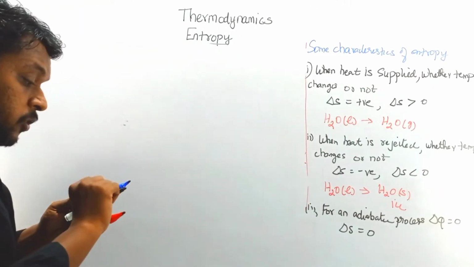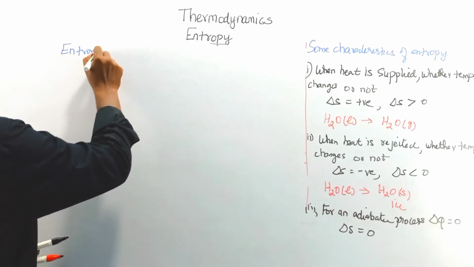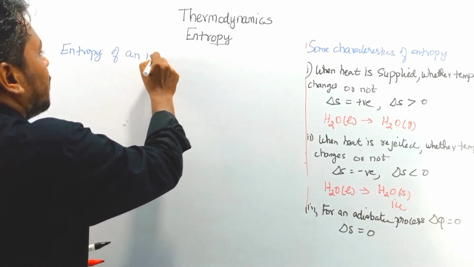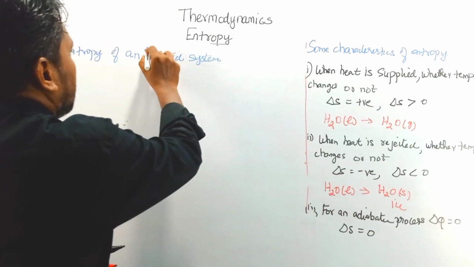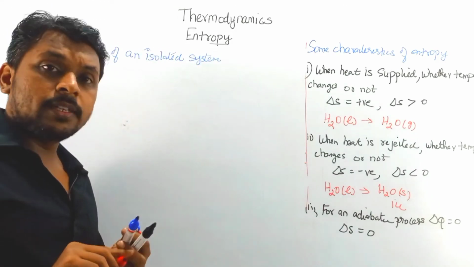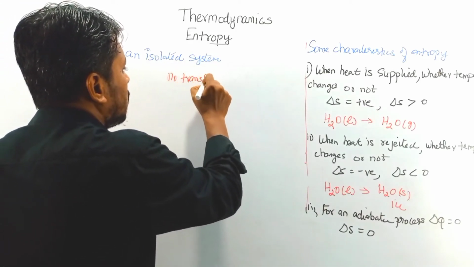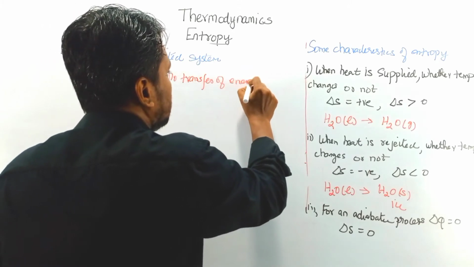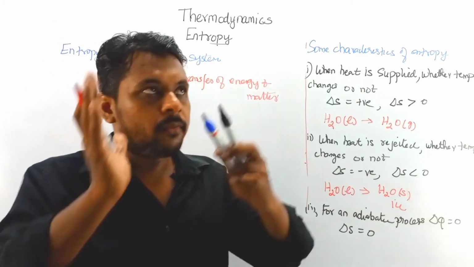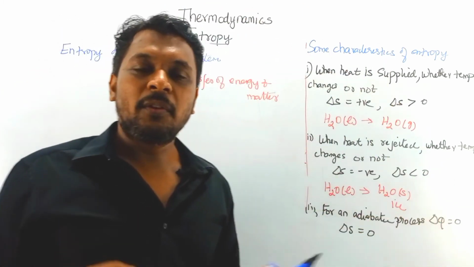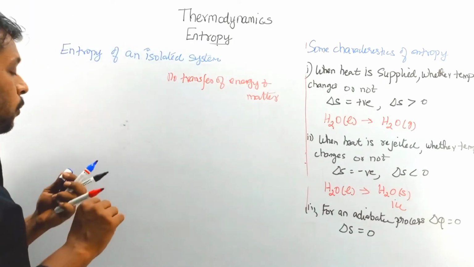Next we see the entropy of an isolated system. So what is an isolated system? You see there is no transfer of energy and no transfer of matter. That system we call an isolated system. In such a case of an isolated system, what is the change of entropy?